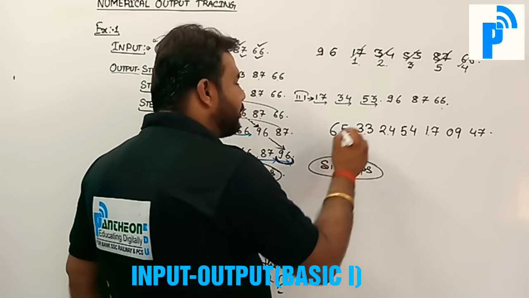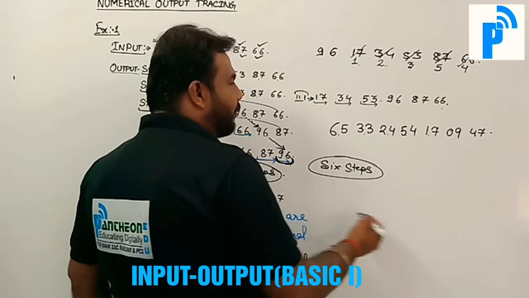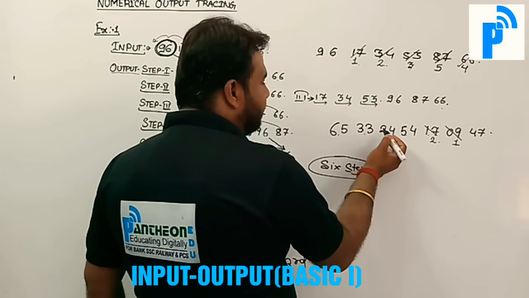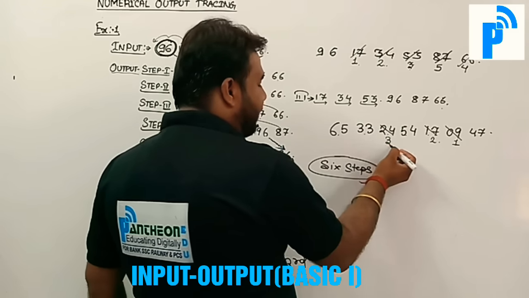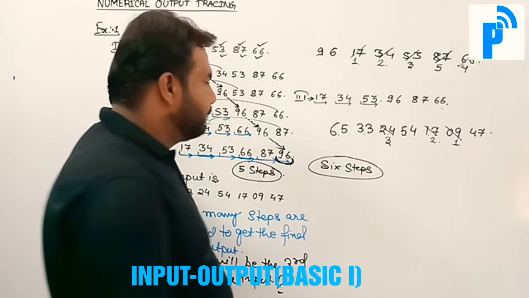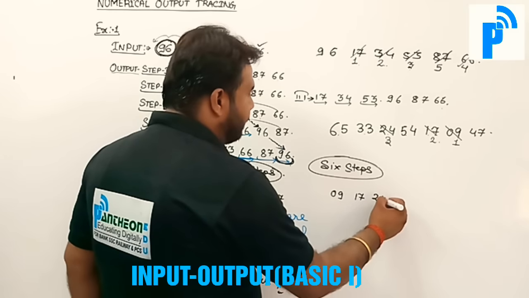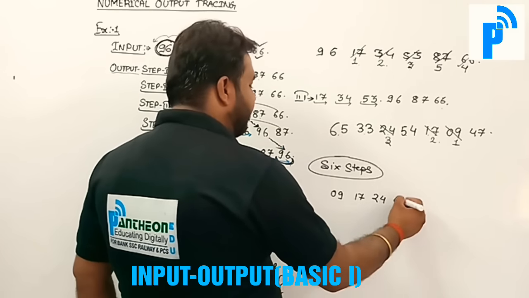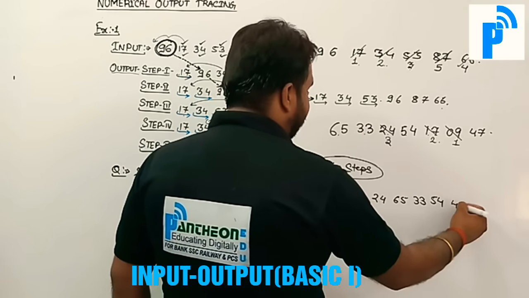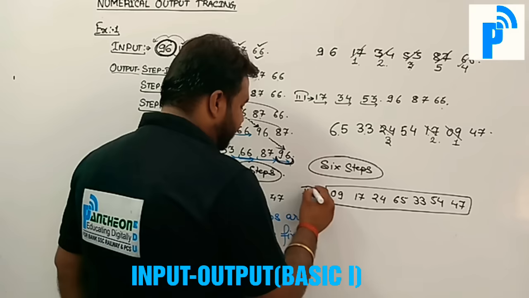Again, if we want to solve these questions in this particular format, then the smallest number is 9, step 1, then 17, step 2, then 24, step 3. Now for an example, a question over here is asked that what will be the third step, then 09, 17, 24. Now who are left? 65, 33, next 54, next 47. So this will become the third step of the given output. Yes or no?